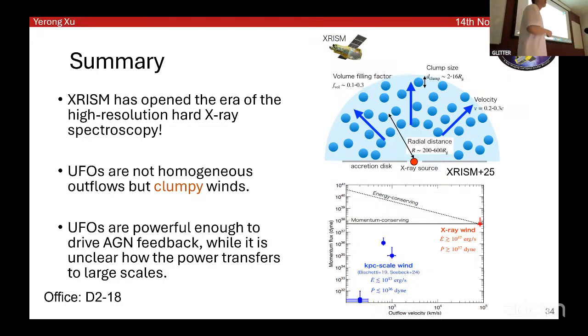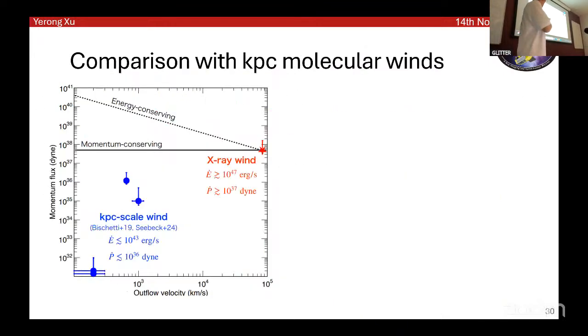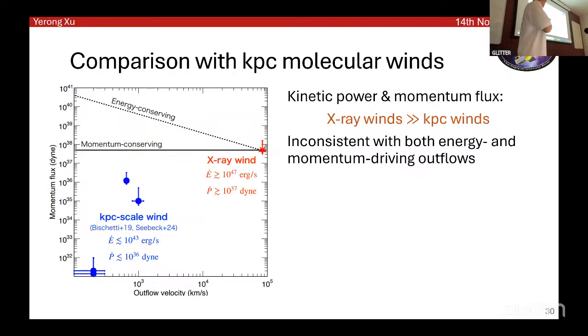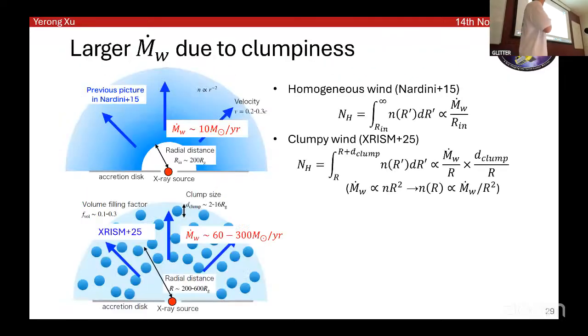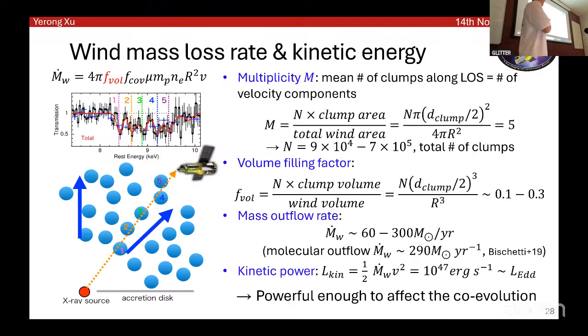This source, you said there are two possible mechanisms to drive the winds. One is radiation driven, or field driven. So for the target, which one does it favor?